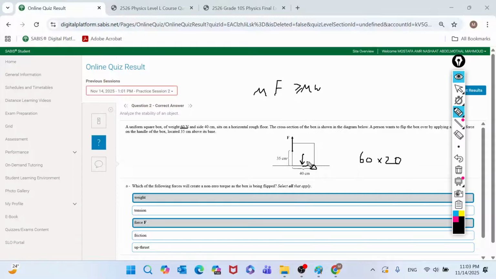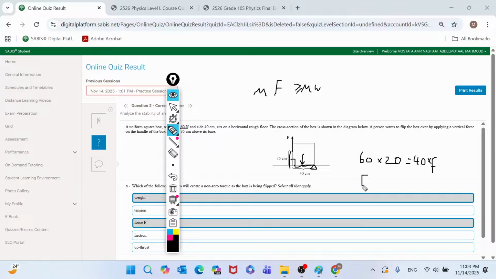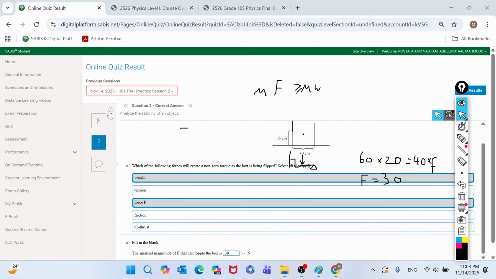And the moment of the force is going to be 40, because it's this distance. This is the perpendicular distance. Guys, don't get confused and put 35. It's going to equal 40 times F. Okay, guys, here, shift solve on your calculator. F is going to be equal to 30. And the answer is 30.